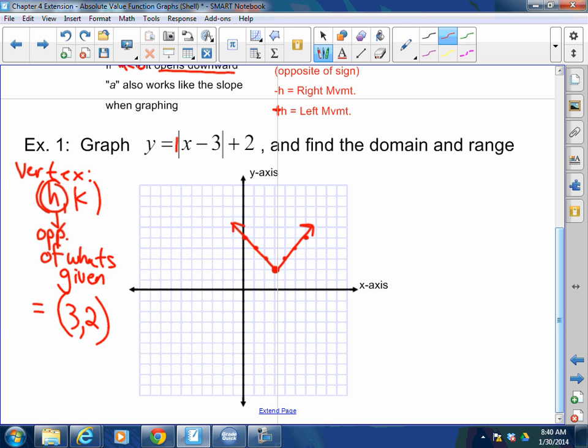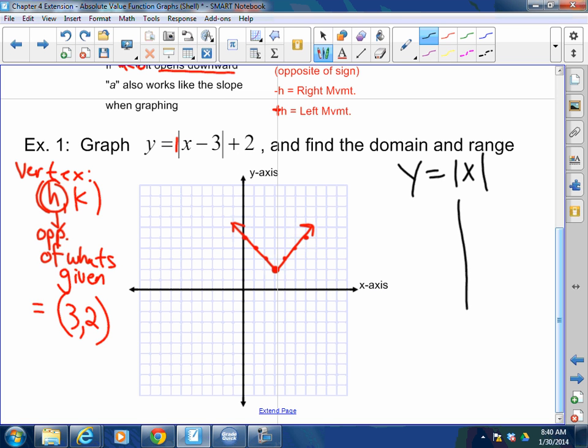Okay. Now, for those of you who see it but don't really grasp what's happening, this is what's happening for real. There's something called a parent function. A parent function is the most basic of all type of functions, and every type of function has its own. There's a parent function for linears, for quadratics, for cubics, for square roots. For absolute value, the parent function is right here.